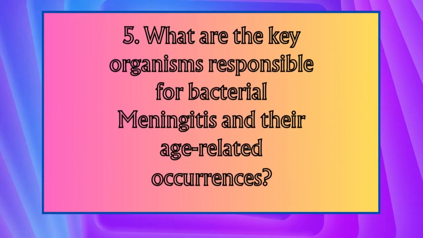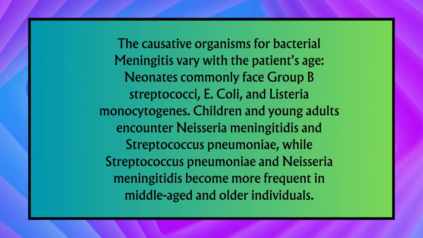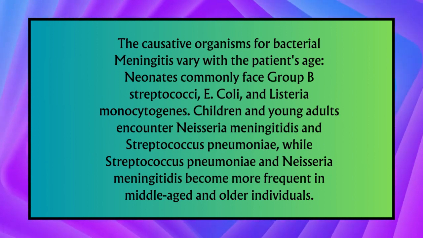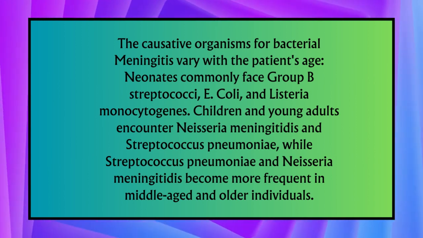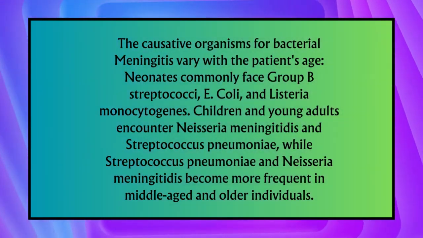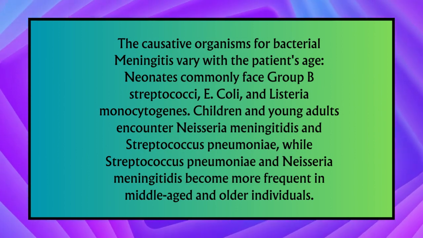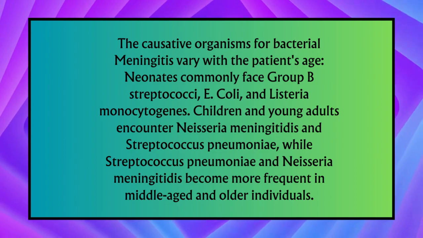5. What are the key organisms responsible for bacterial meningitis and their age-related occurrences? The causative organisms for bacterial meningitis vary with the patient's age. Neonates commonly face group B streptococci, E. coli, and Listeria monocytogenes. Children and young adults encounter Neisseria meningitidis and Streptococcus pneumoniae, while Streptococcus pneumoniae and Neisseria meningitidis become more frequent in middle-aged and older individuals.